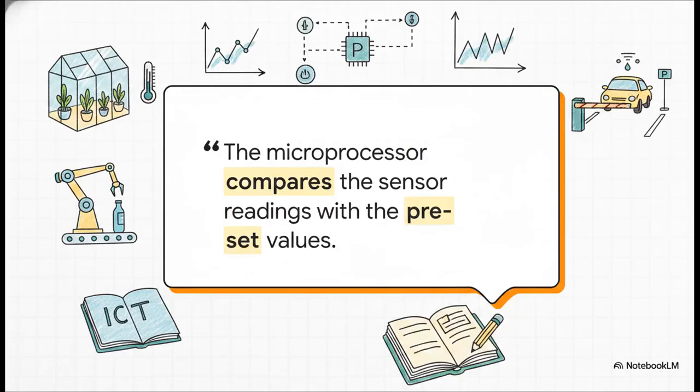Look, if you take away just one single phrase from this entire explainer to use in your exam, make it this one right here. The microprocessor compares the sensor readings with the preset values. Whether the question is about glasshouse temperature control, a robotic bottling plant, or an automatic car park, this is the core logic that the mark scheme demands you understand.